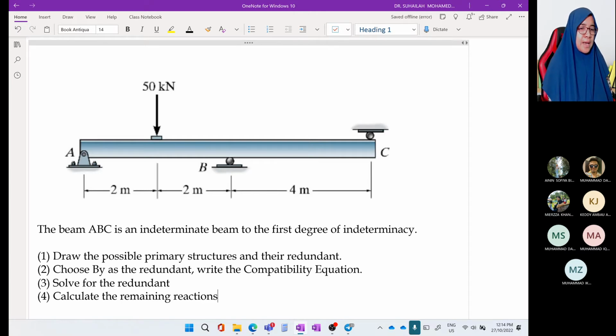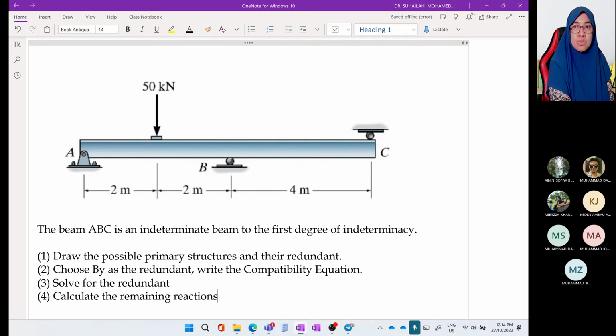In order to do that, as usual, we have to identify and choose the redundant to remove from the system, and then we will solve the redundant using the compatibility equation. After that, we will solve for the remaining unknown reactions using either the equilibrium equations or the principle of superposition. I explained this last week actually.